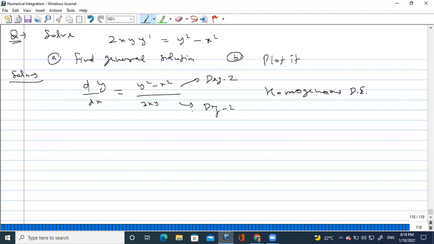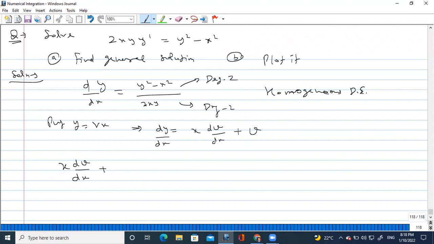Homogeneous differential equation. And how to solve such type of problem? Put y equal to vx. Then if you put that, it will become variable separable. So put y equal to vx means dy by dx, you have to put x dv by dx plus v.